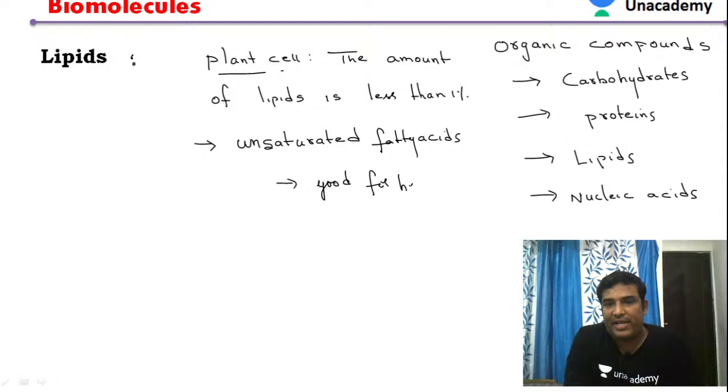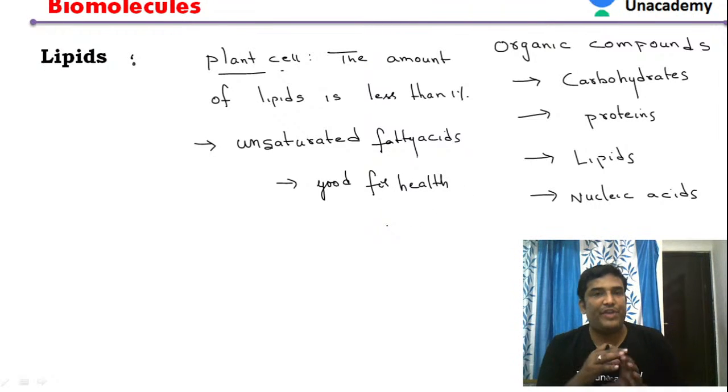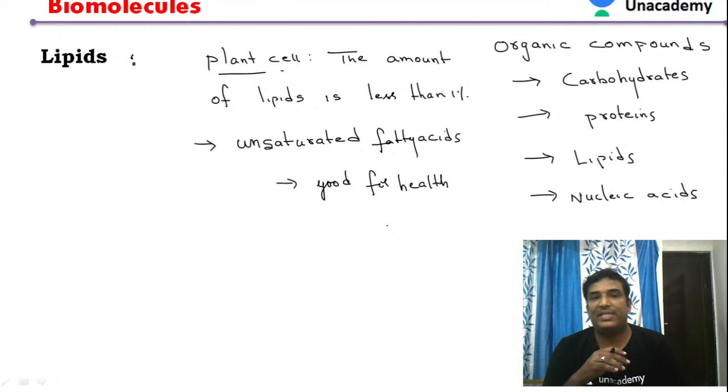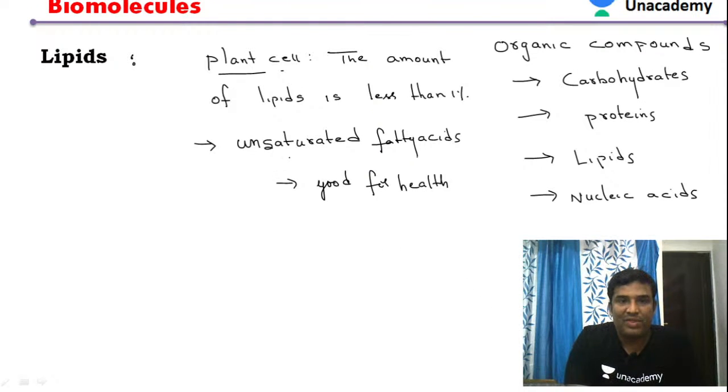If you see the edible oils, like sunflower oil and different types of refined oils, you will find that unsaturated fatty acids are present. So they are good for health. Saturated fatty acids are not good for health. Even though saturated fatty acids are present in very small amounts in plant cells, the majority of plant cell fatty acids are unsaturated. In plant cells, lipids are present in a very small amount, less than 1%.